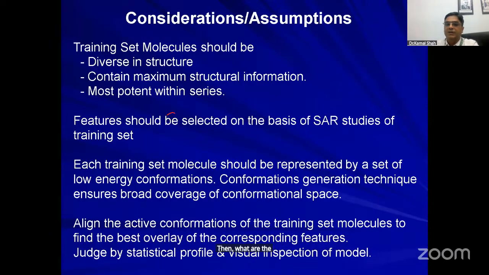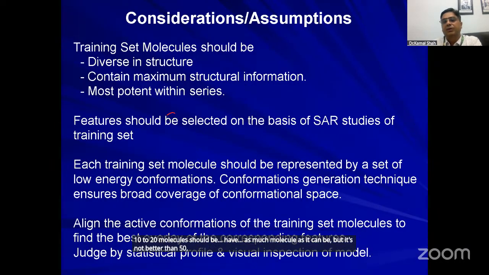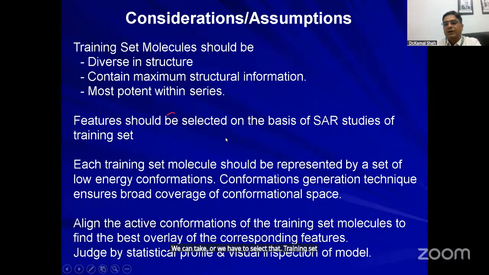Then what are the different considerations or assumptions we have to take? The training set molecules which we are selecting here have to be diverse in nature. They should contain maximum structure information. That means, as I have already told you, that we must not confine ourselves to 10 or 20 molecules. It should have as many molecules as it can, but not less than 40 to 50 molecules. Otherwise the result we get will not be fruitful. So we have to select the training set in such a way that it has the maximum number of molecules. And diversity is also important, because if we do not take diverse molecules, our result will not be diverse, or we will not be able to set out the result properly.